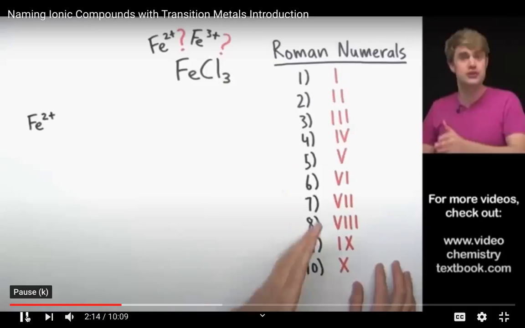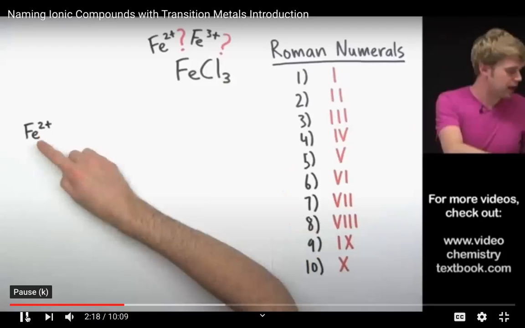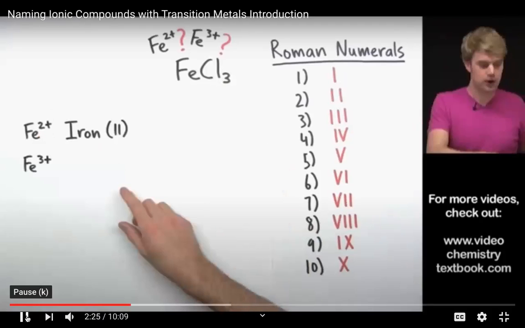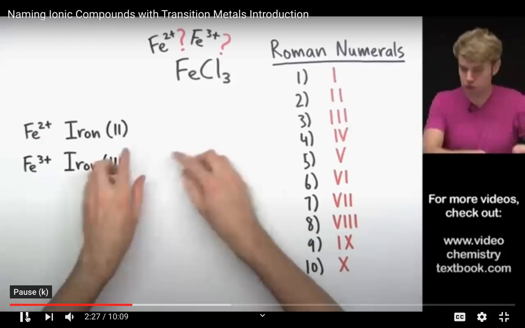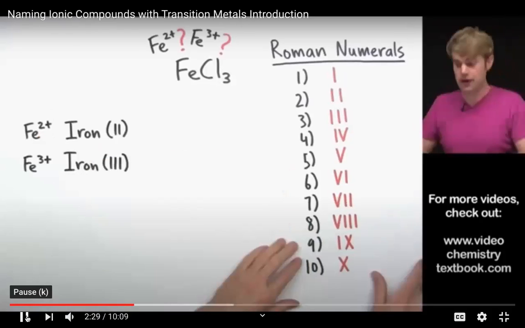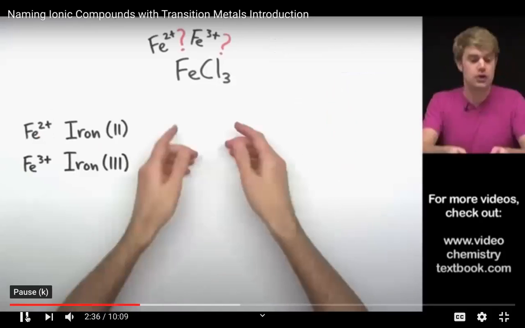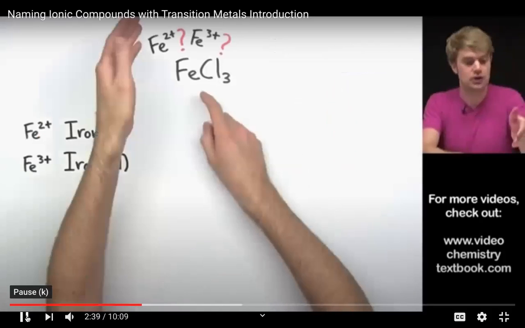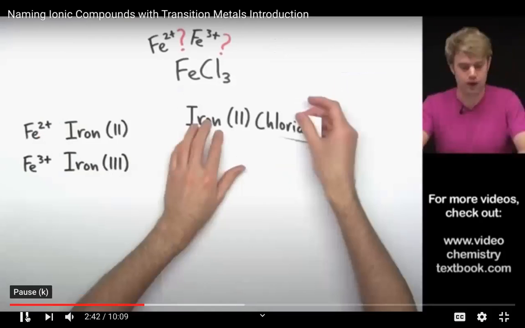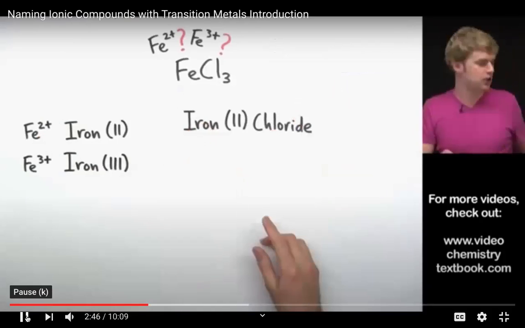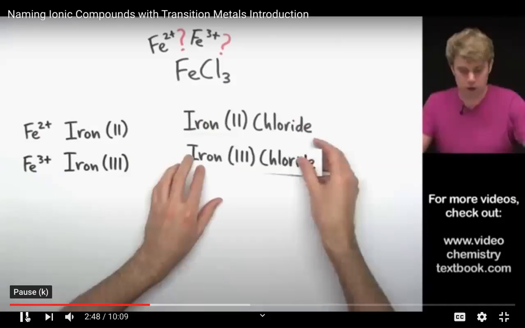So the Fe2+ ion, we call that iron 2, with the Roman numeral for 2 in parentheses. The Fe3+ ion, we call that iron 3, with the Roman numeral for 3 in parentheses. And we'll use these ion names when we want to name the whole compound. So if the Fe here turns out to be Fe2+, we'll call this compound iron 2 chloride. And if this iron is iron 3+, we will call the compound iron 3 chloride.